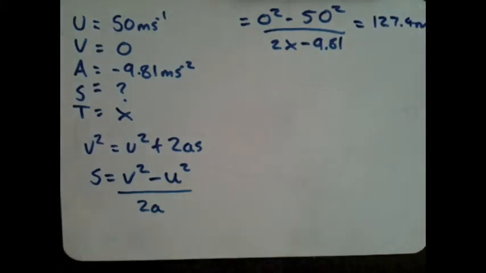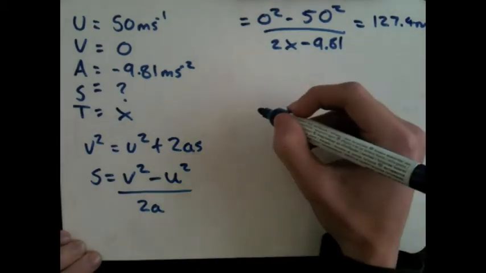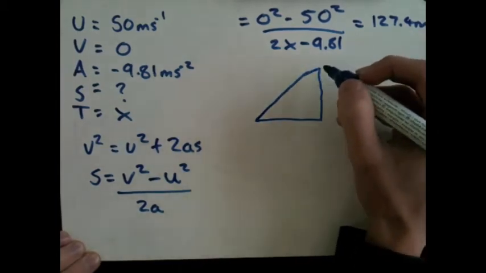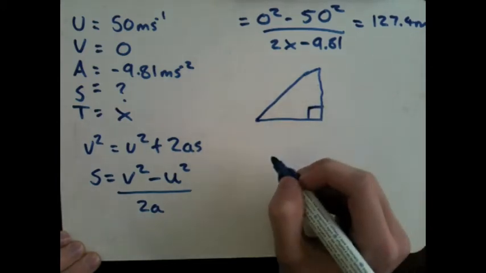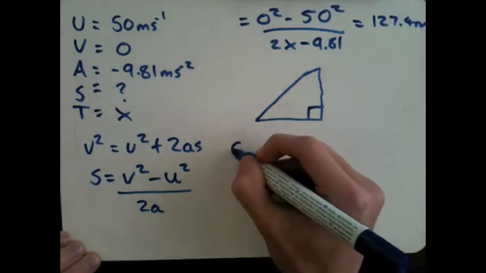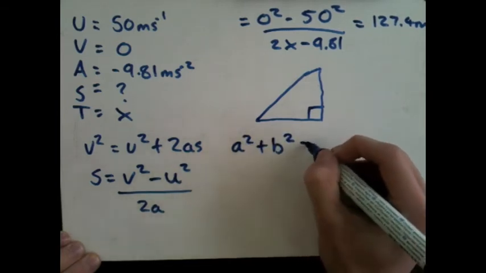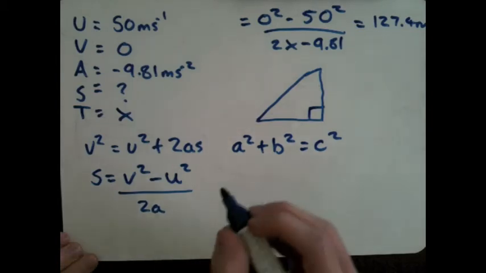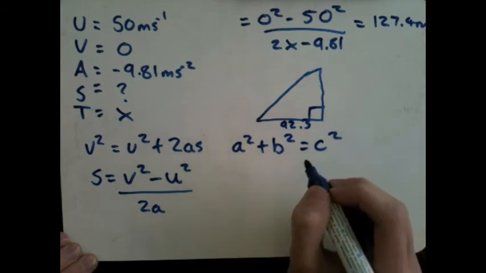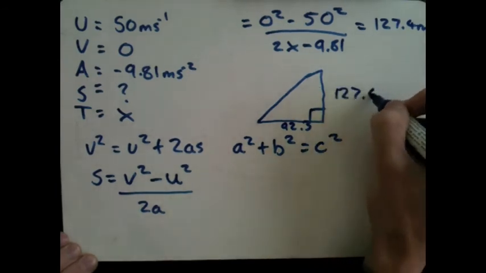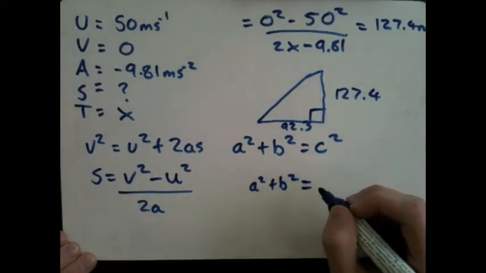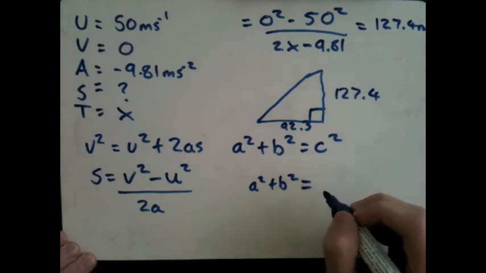We then need to calculate the resultant displacement. By doing this, we use the Pythagoras theorem: A squared plus B squared equals C squared. A squared equals 92.3 squared, B squared equals 127.4 squared, and in order to get C, we need to root those two.